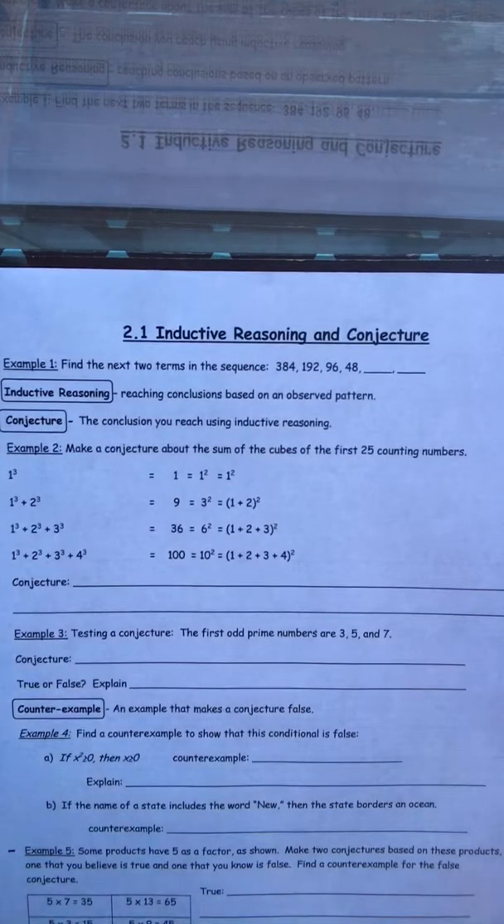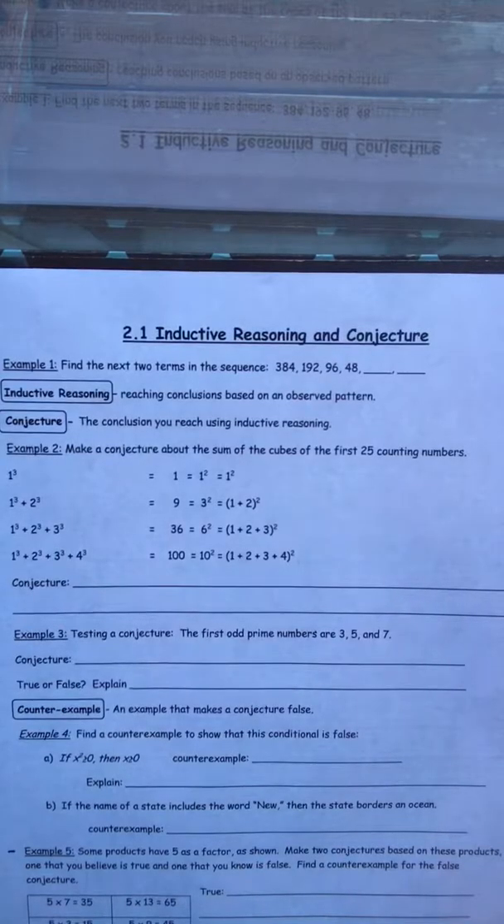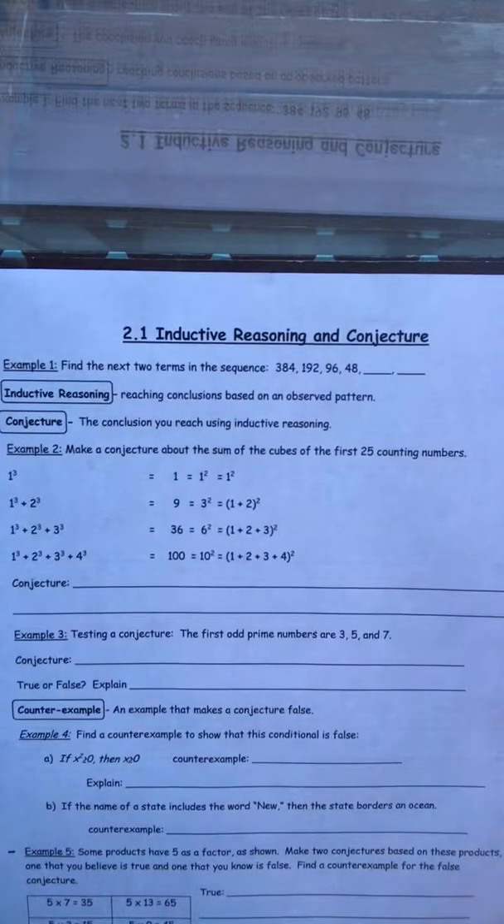Okay, so for section 2.1, we're going to be discussing inductive reasoning and conjecture. For the first example, before we've even defined anything, all it's asking for us to do is to find the next two terms in the sequence. So basically what we need to do is notice what's going on and try to come up with a guess as to what's going to happen next.